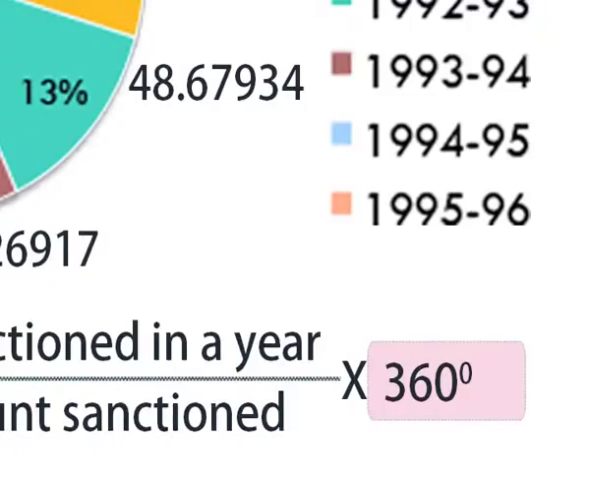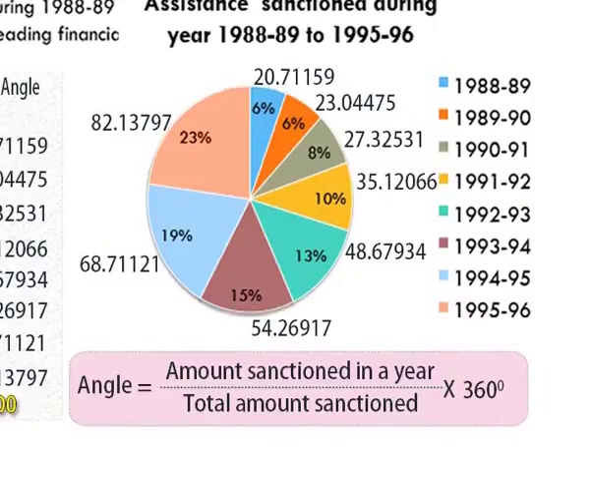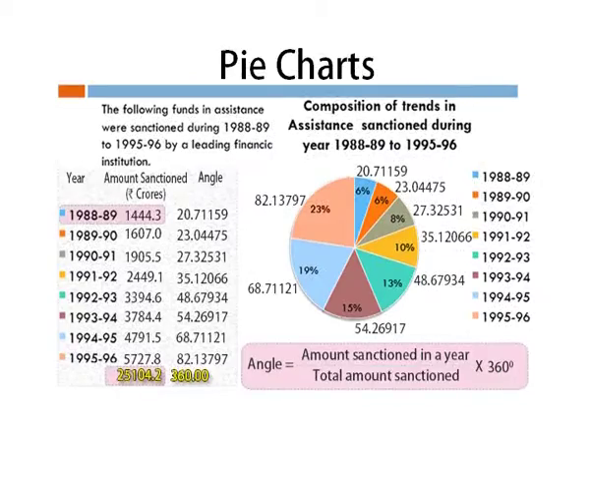Now, we know that the angle at the center is 360 degrees. So, our first step is to calculate the angle for each financial year. This angle of 360 degrees is to be distributed over these financial years, and this is done by this formula: angle equals the amount sanctioned in a year divided by the total amount sanctioned, multiplied by 360 degrees.